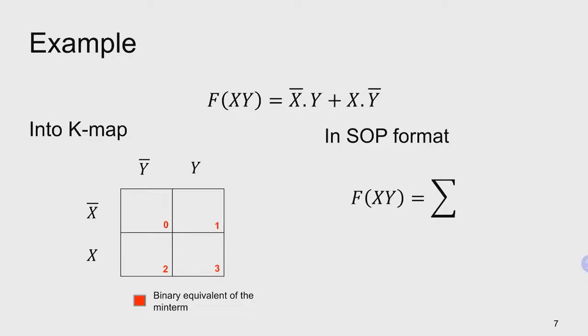So here's a simple example. Okay, so we have a function X bar Y or with X Y bar. So maybe you can try this out and see whether you can put that expression into a K-map.